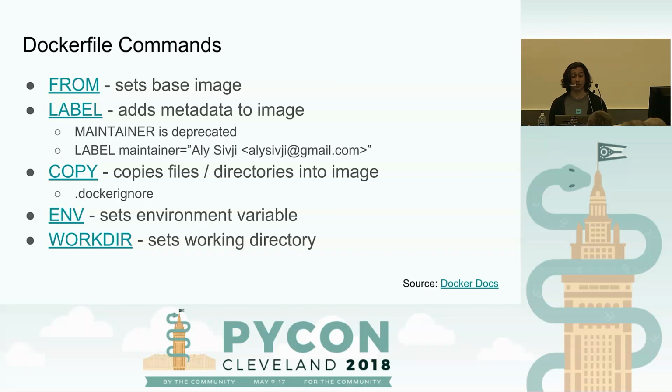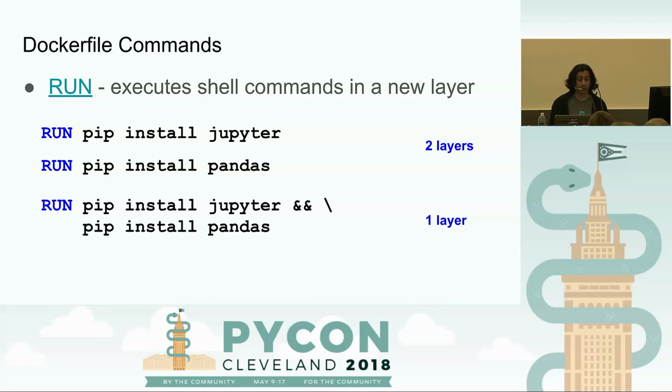So this is a list of common Dockerfile commands. We have FROM, and that's going to allow us to set the base image, so we can use any of those images that we found on Docker Hub as a base image. We can also add metadata to our image. If we ever want to copy files and directories into our image, we can use the COPY keyword, and we can set environment variables as well as the working directory. We can use the RUN keyword, and what that's going to do is execute shell commands and put those new commands in a new layer at the top of the image layer stack.